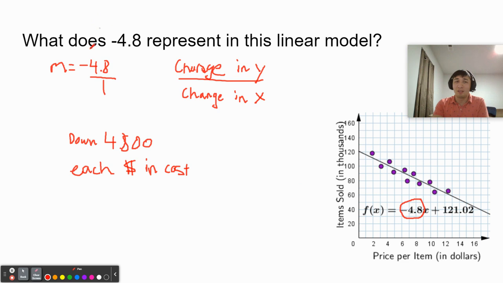But in this case, the negative 4.8, what it means is it's our slope, and it means that for every $1 we go up in the cost, we're going down 4,800 items sold.